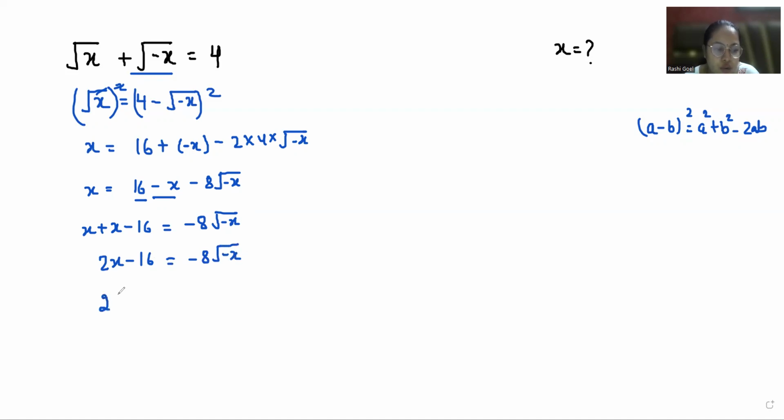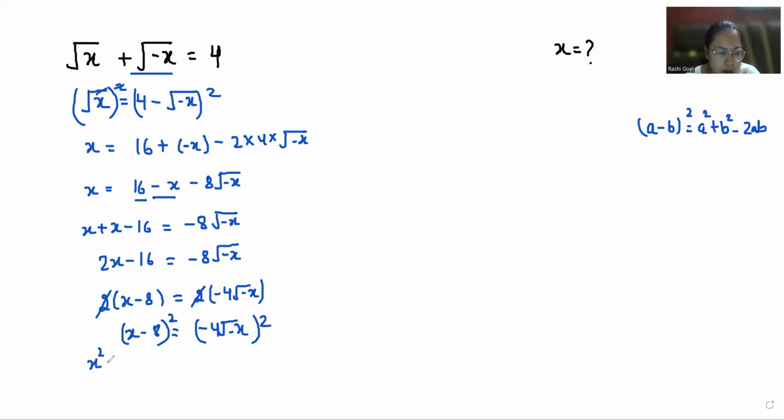If I take 2 common from both sides, we can cancel out this 2. So x minus 8 is equals to negative 4 square root of negative x. Now I'm squaring both sides again and applying this identity.